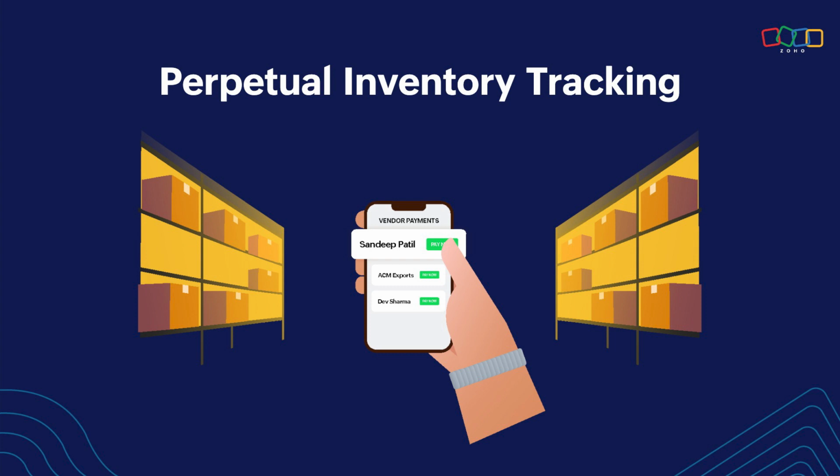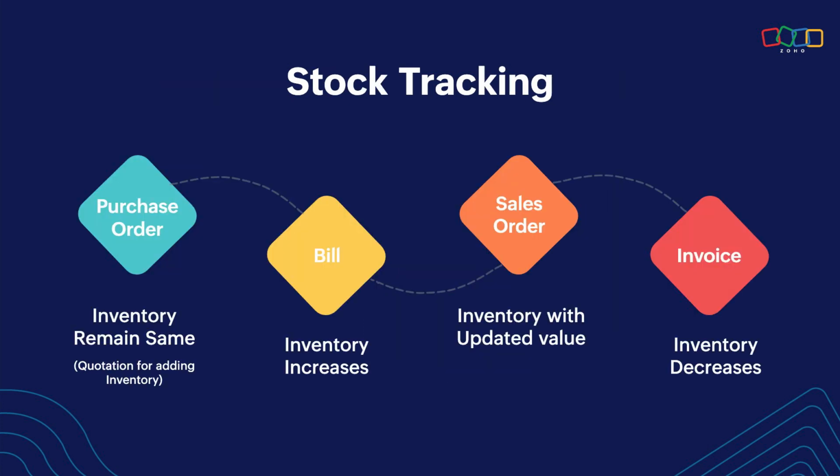Basically, if you take a business workflow, for procuring items you would be raising a purchase order. Once the purchase order is accepted, it would be converted to a bill. Once a bill has been raised, the stock level of a particular item will increase. Similarly, for selling any item, you will be raising a sales order. At that point the inventory would have the updated value compared to the last time. And once the sales order has been converted to an invoice, the stock of the particular item will decrease.